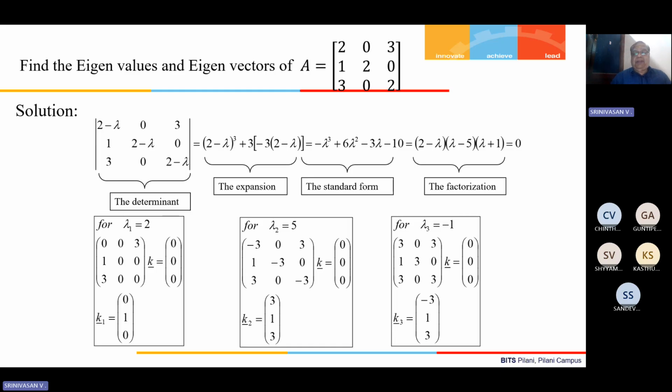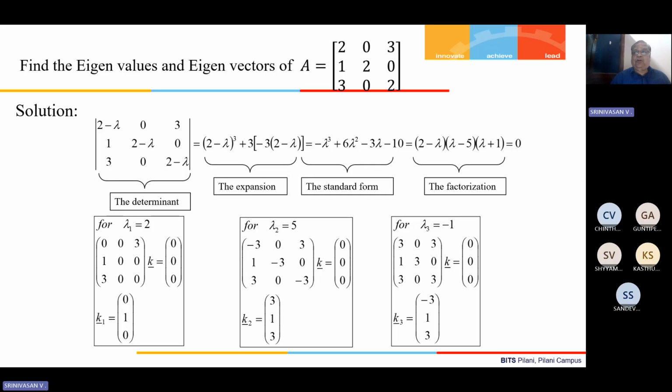Here also you can take lambda equal to -1. This satisfies the equation, so that lambda plus 1 is a factor. So when you divide this cubic expression by lambda plus 1, you will get the quadratic equation, which upon solving, you get lambda equal to 2, lambda equal to 5. So for lambda equal to -1, you get x3 equal to minus 3, 1, 3. Don't take this K3. It is vector X3.